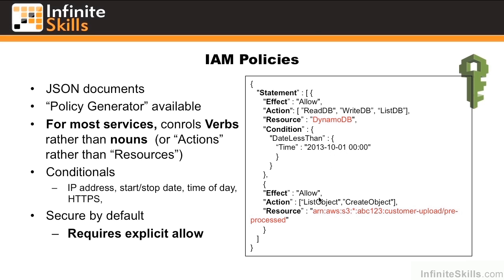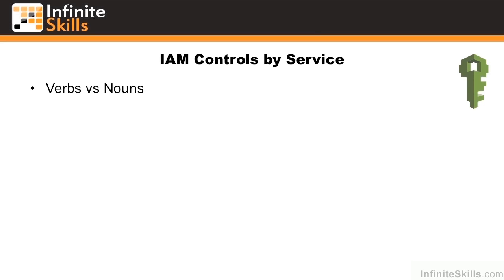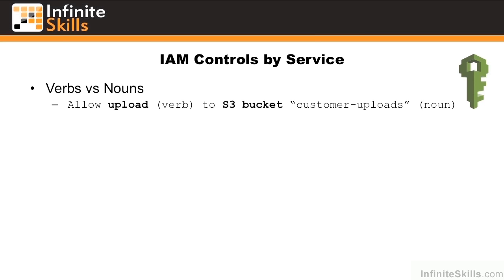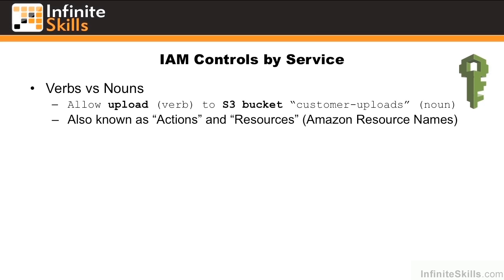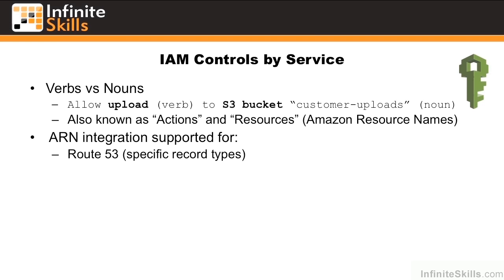Down here, we've also given the ability on a specific resource, an S3 bucket, and especially an S3 bucket with a prefix on it, so that this user can list the objects and create objects inside of it. Again, when we talk about verbs versus nouns, we're talking about uploading, a verb, to an S3 bucket, customer uploads, which is a noun. These are also known as actions and resources, or what Amazon commonly refers to as Amazon Resource Names, or ARNs.